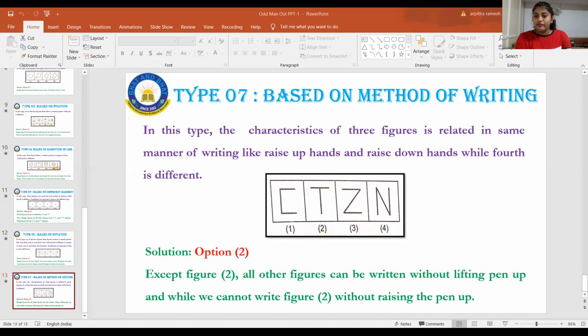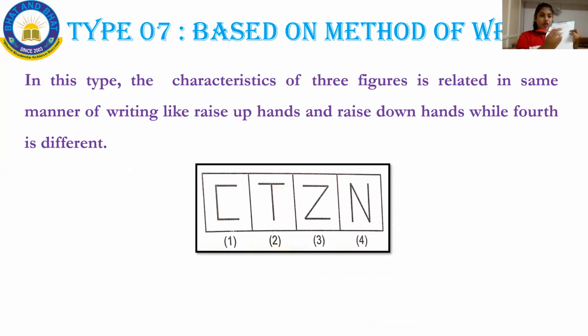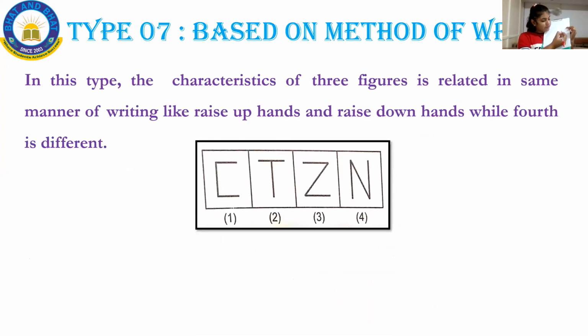For C, will you lift your pen? For writing that type of C, will you lift your pen? No, I think so. See, even I am writing along with you. I didn't lift anything. And for Z also I won't lift my pen, and for N also I won't lift my pen. For T, for putting that one line, I lifted. So this is how we have to solve based on method of writing.